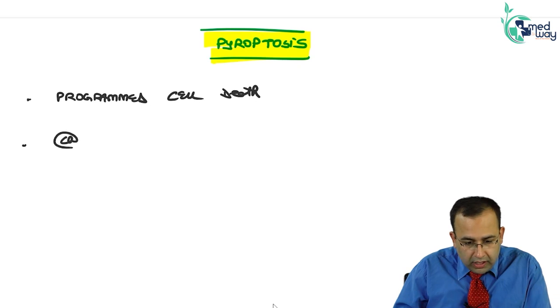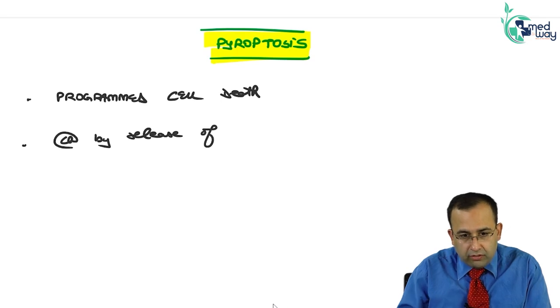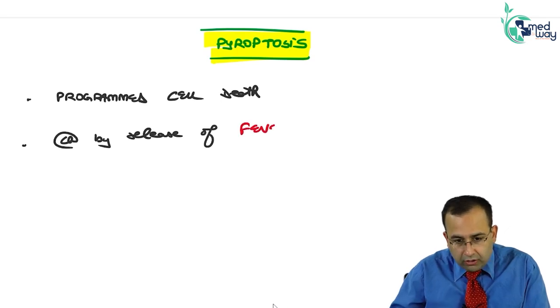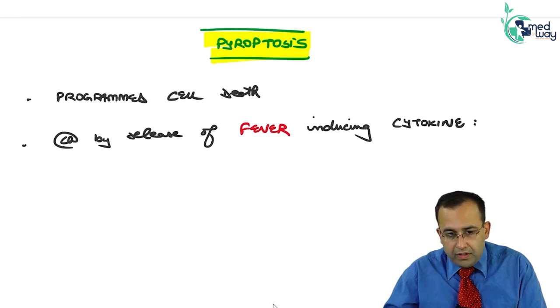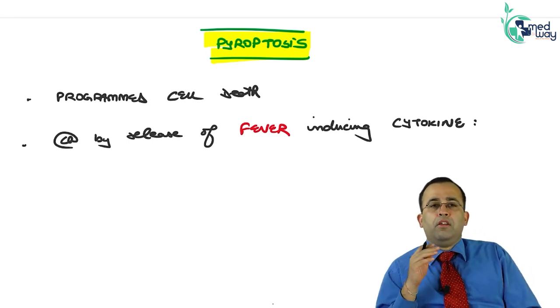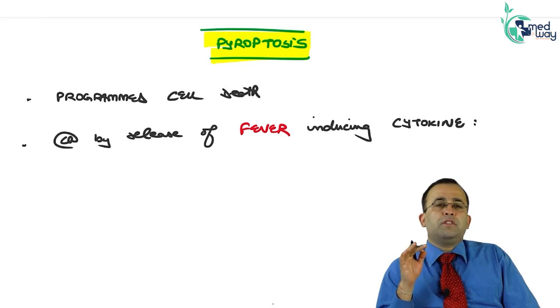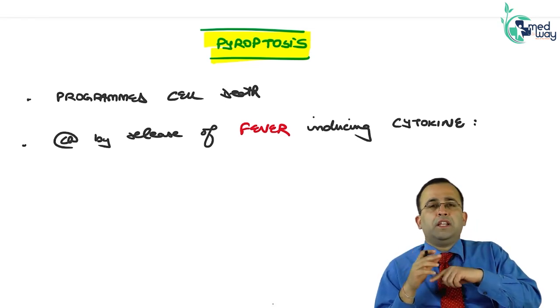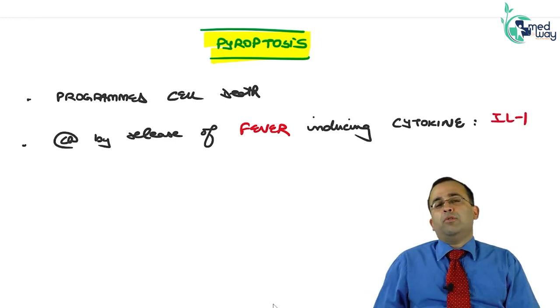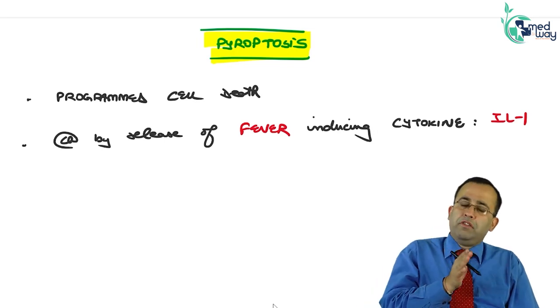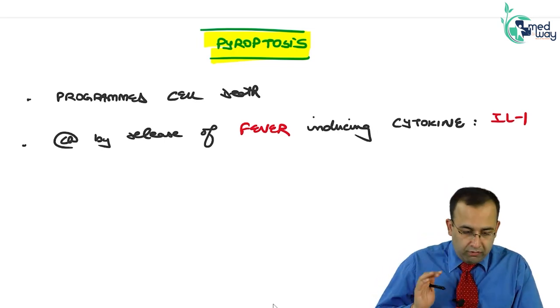It is characterized by release of fever inducing cytokine. Which is the most potent pyrogen? Which is the main cytokine that causes fever? We'll do this in our next chapter, inflammation. But which is the most potent pyrogen, which causes fever? Interleukin 1. It is characterized by the fever-inducing cytokine interleukin 1.